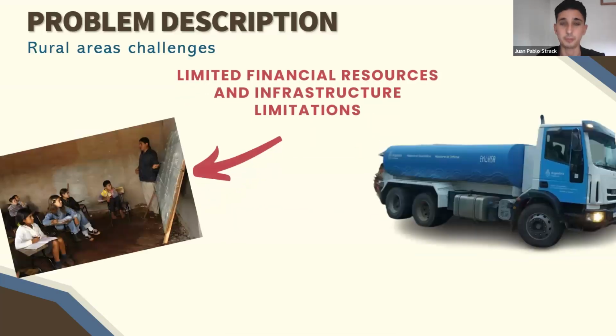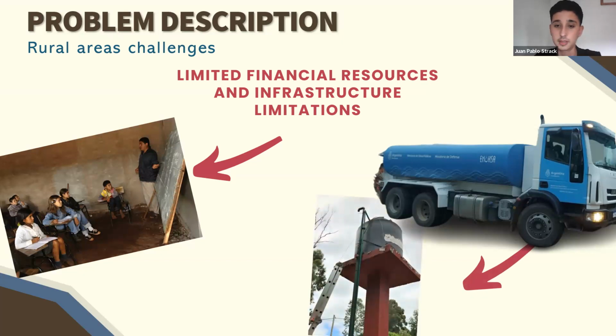Here we can give an example about the situation of water access in rural schools. In most rural schools, water is supplied by the municipality only once a week by means of a water delivery truck, as the one we can see in the picture on the right. The water is then stored in the water tank of the school.